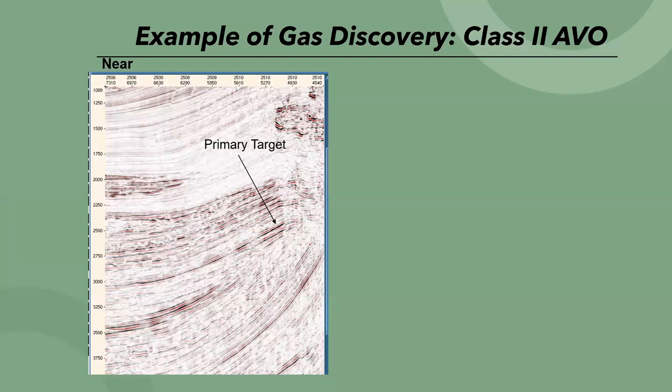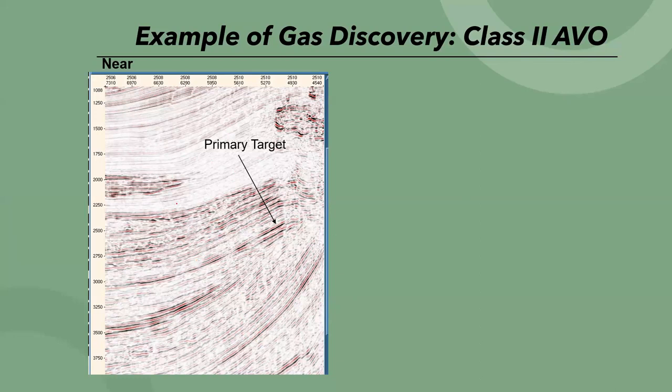This is a good example, and actually it is a class 2 AVO, and we will also learn in the course about the classes, how many classes we have. So this is one of the classes, which is class 2 AVO. Over here you can see a seismic section from one of the fields in the Malaysian region.